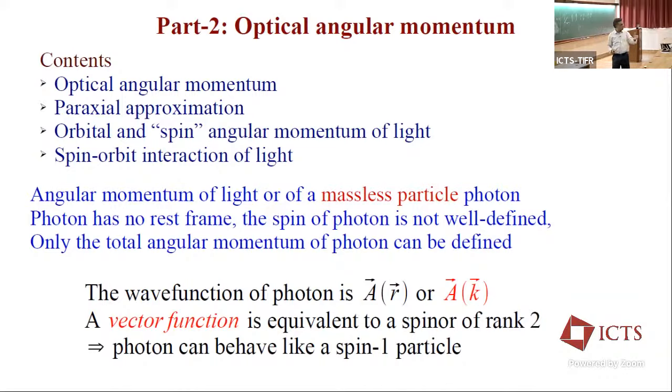Light has linear momentum, and light has total angular momentum. So the angular momentum of light means the angular momentum of a massless particle, or photon. And the photon has no rest frame. The spin of the photon is not well defined in this case. This is not my words, it's the words of Landau and Lifshitz. So you cannot argue with me, you can argue with Landau and Lifshitz. Only the total angular momentum of the photon can be defined. But that was 50, 60 years ago.